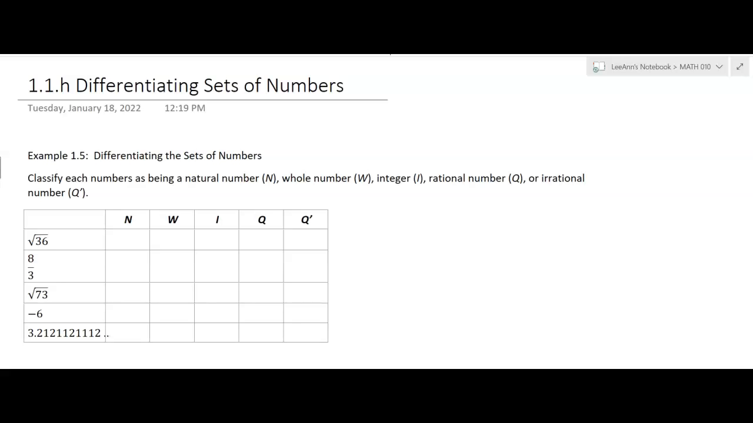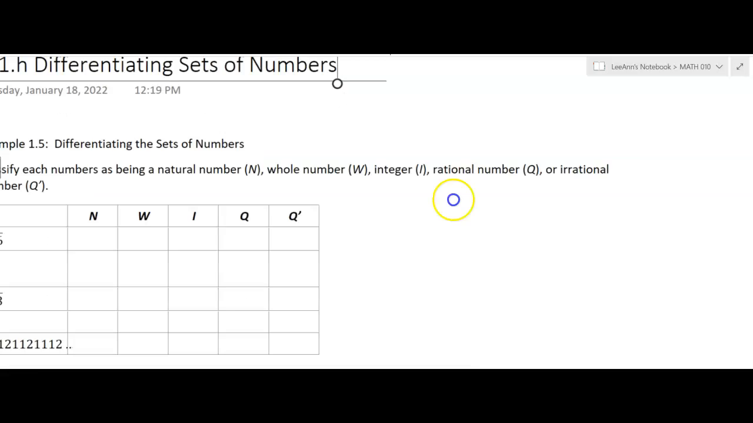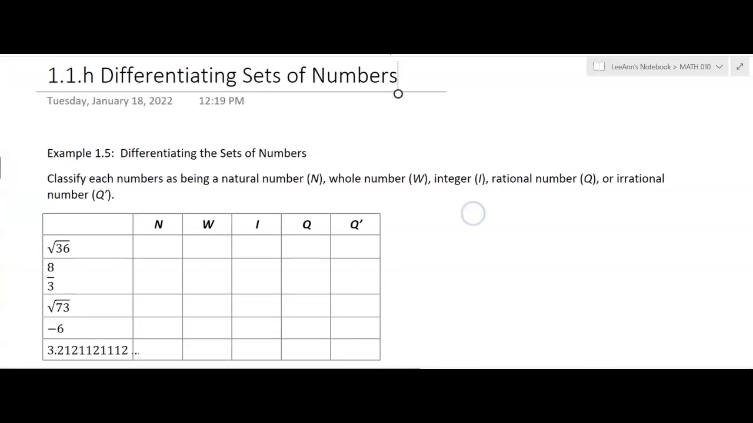So now they want to work with different sets of numbers and identifying what sets a number belongs to. So we kind of already talked about this. There's the natural numbers. They're going to use N for natural numbers. Whole numbers are going to use W. Integers are going to use I. Rational numbers are going to use Q. So that's different. And the irrational numbers, it's pronounced Q prime. So Q with a little mark there, like an apostrophe.